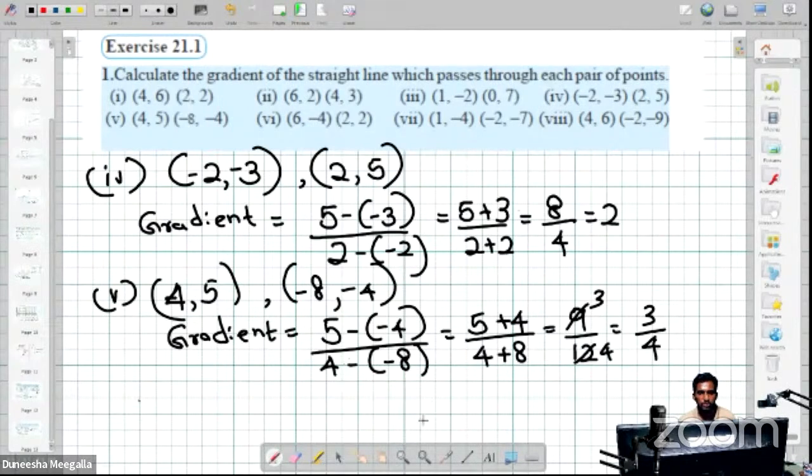I correct these two answers. If you finish these two, raise hand. Raise hand.